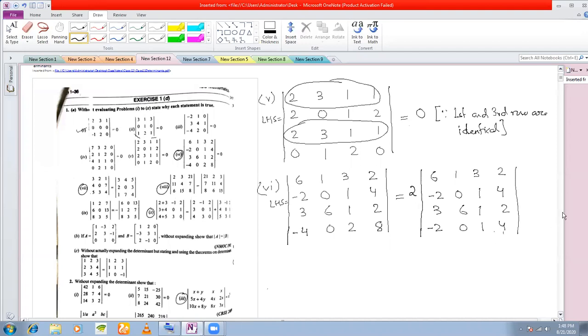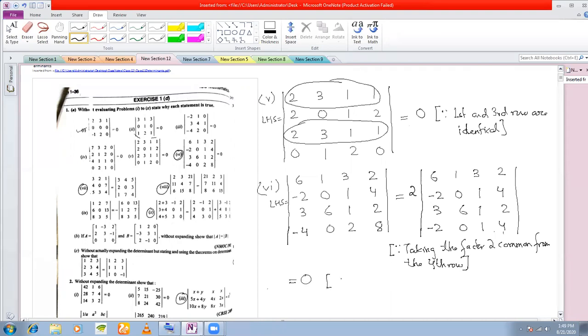And what is your reason here? Your reason here is taking the factor 2 common from the fourth row. Only the fourth row. And then the value of this is 0.